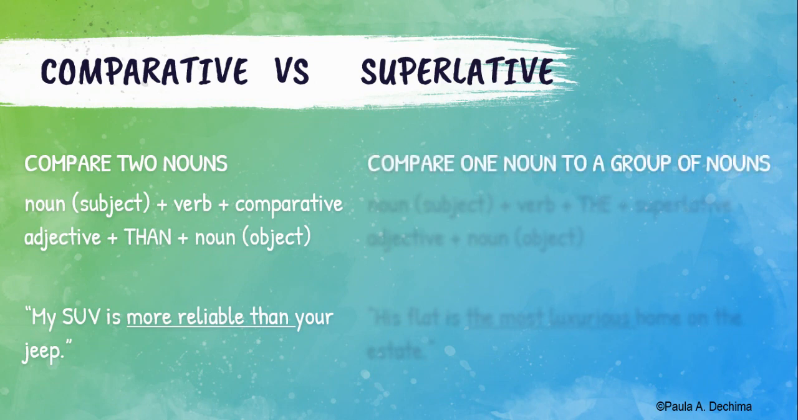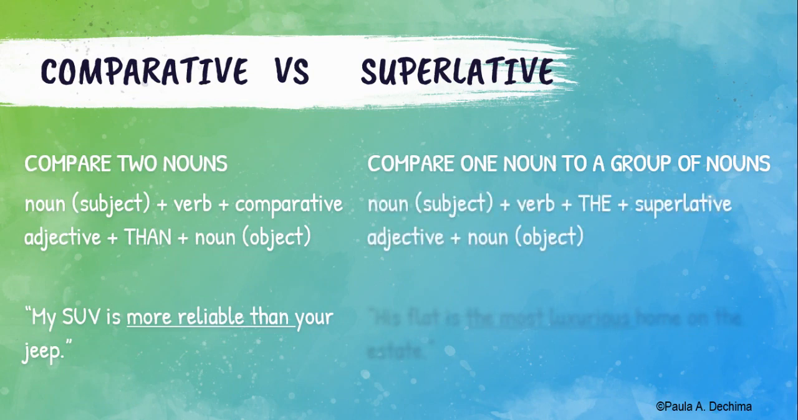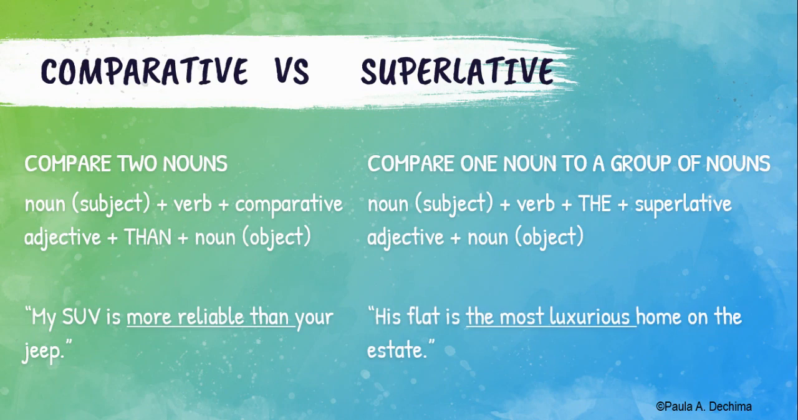We use the superlative form to compare one noun to a group of nouns, and we form it like this. Noun, that is a subject, plus a verb, plus the, plus superlative adjective, plus noun, that will be the object. His flat is the most luxurious home on the estate.